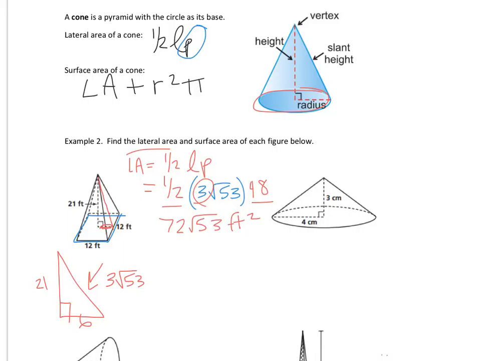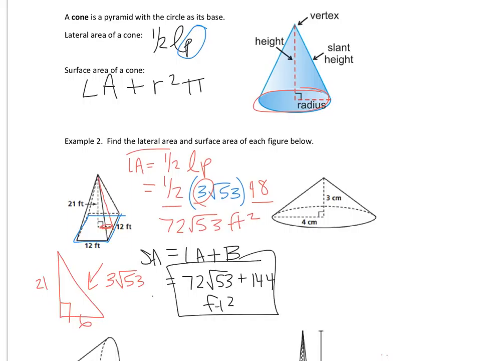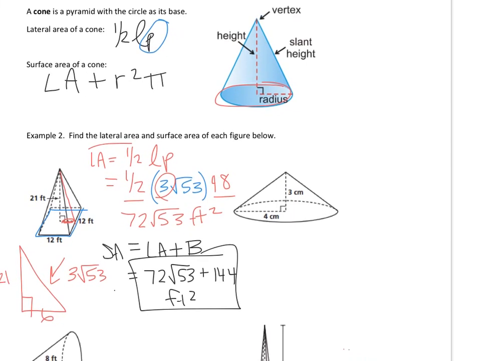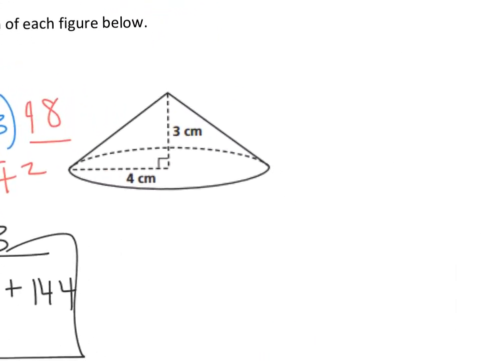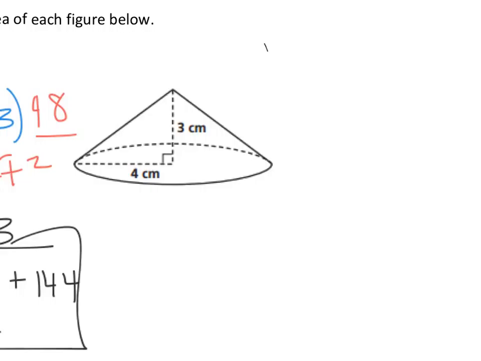And then the surface area is going to be lateral area plus the area of one base. So it's going to be 72 root 53 plus 12 squared, which is 144. And you can't combine these because they're not like terms. Now, depending on if it tells you to round, then you'd put this in your calculator, but I'm doing exact right now. And then we got this cone right here, so it's still going to be lateral area equals 1/2 LP.